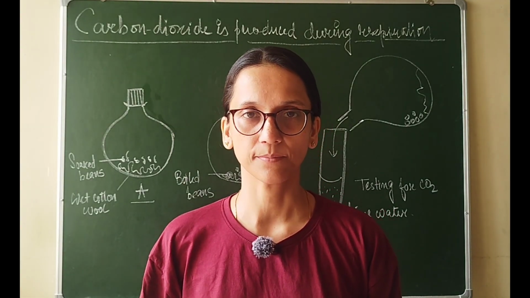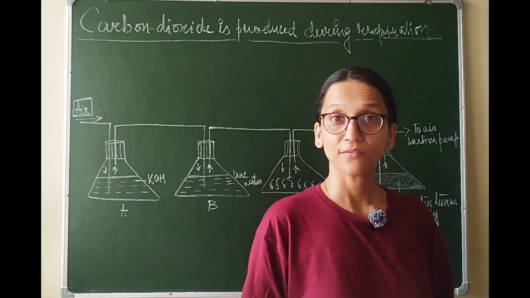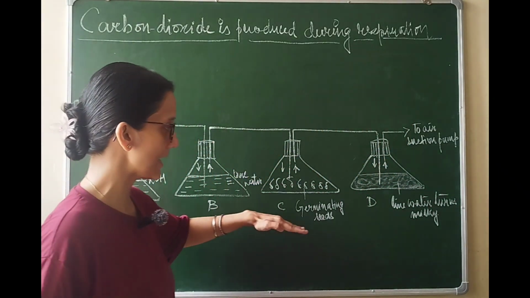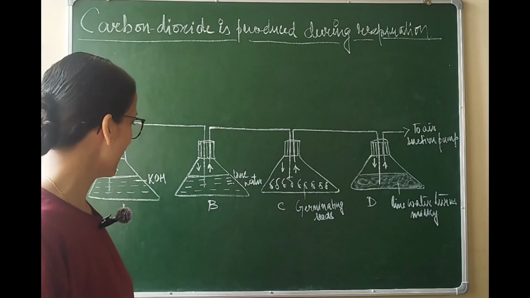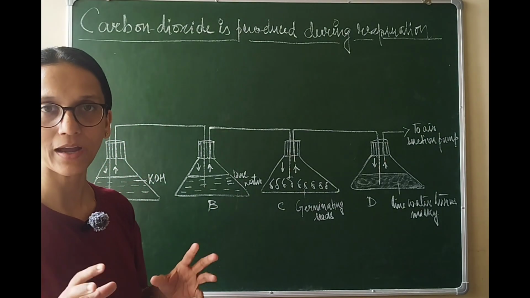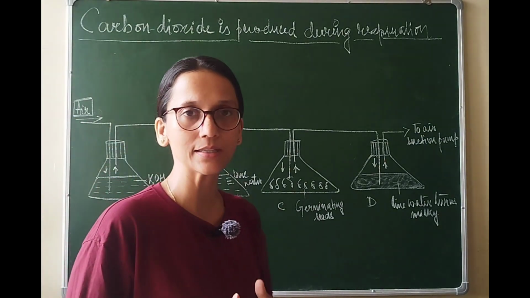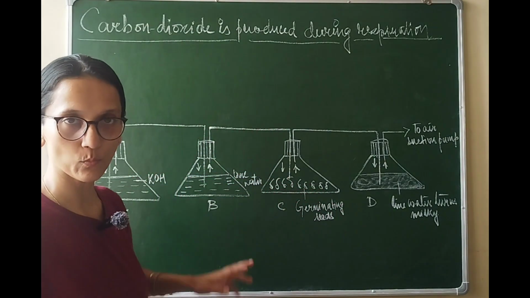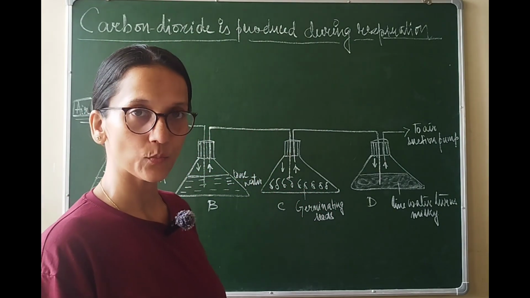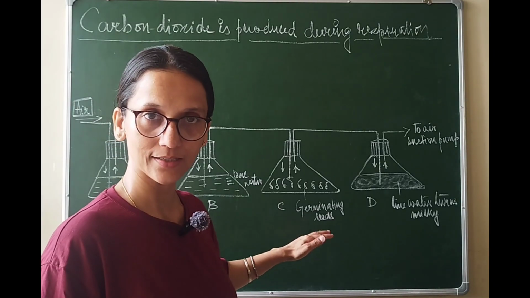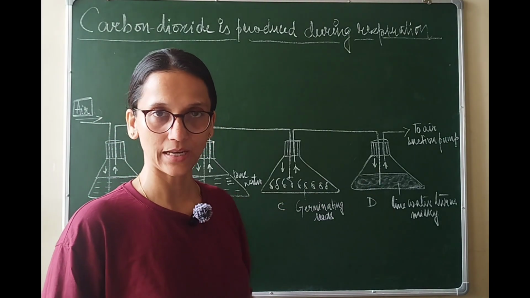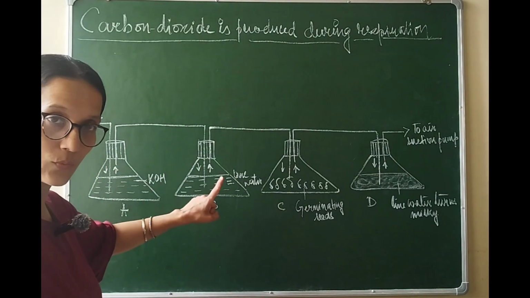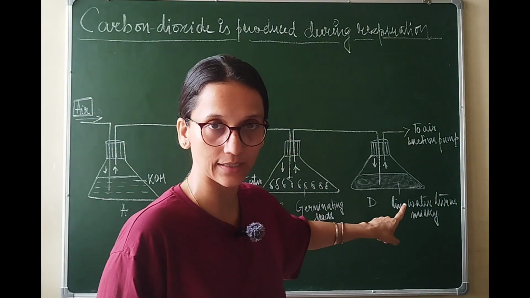Now in the second experiment we have taken 4 conical flasks. Okay, this is flask A, B, C and D. In flask A we have kept a solution which is potassium hydroxide. See, the property of this chemical is that it absorbs carbon dioxide. In flask B we have kept lime water. In flask C we have kept germinating seed. And in flask D, again we have kept lime water. There is a reason for this sequence. So the first one is KOH, then we have lime water, germinating seed, again lime water.